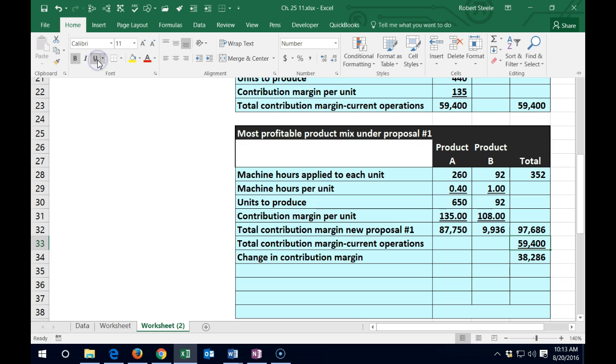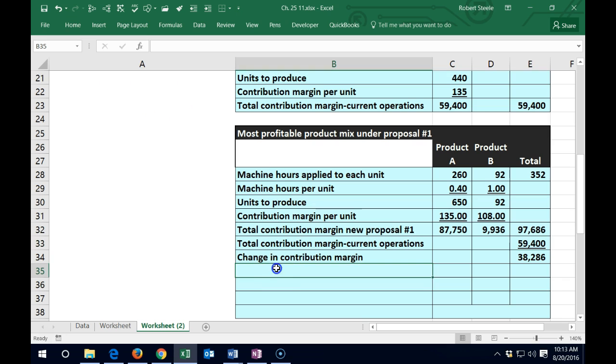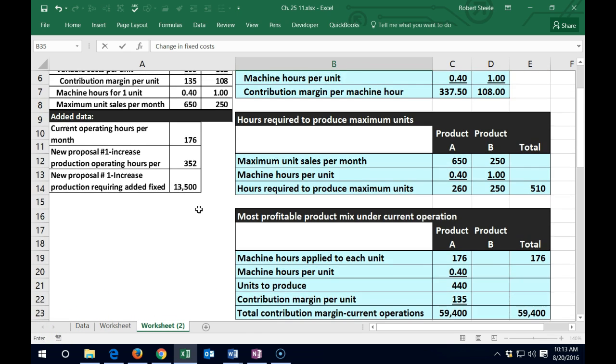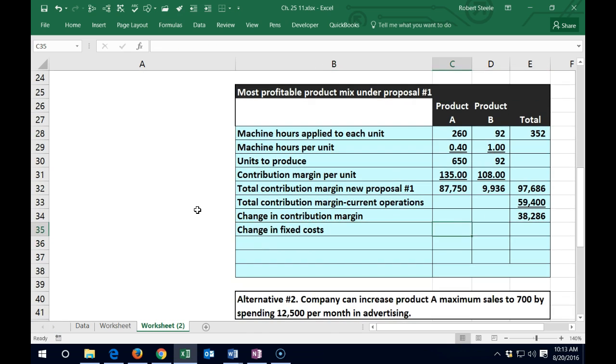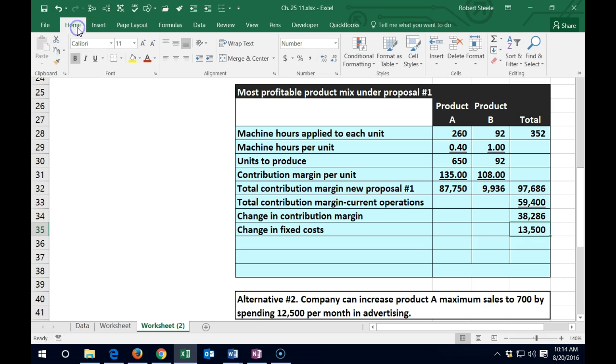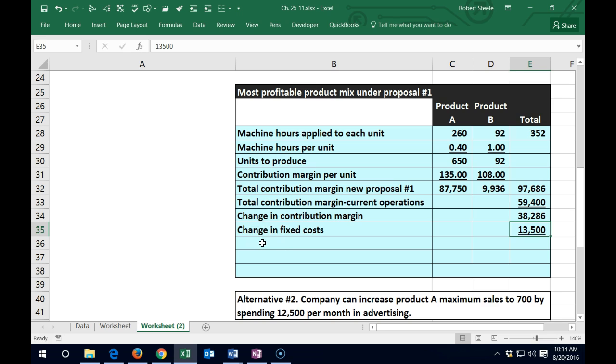Group, and Underline. And then we're going to have to include to that the fixed cost, the added fixed cost. And the data up here said that was 13.5. So 13.5 added fixed cost for this new proposal. 13.5 that we have, we're going to go ahead and underline that. We're going to go to the Home tab. We're going to go to the Underline, and there we have that. And that'll give us the change in operating income or loss.